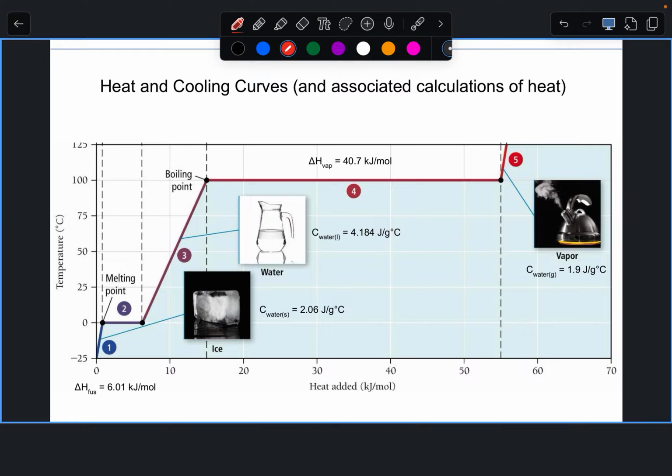Then I keep adding heat, and the temperature stays constant. Like, that's weird. Why is the temperature staying constant if I'm adding heat into this system? That energy, that heat, must be going somewhere. If it's not going into increasing the temperature, where is it going? That is the phase change, okay? That energy is now going into breaking the intermolecular forces.